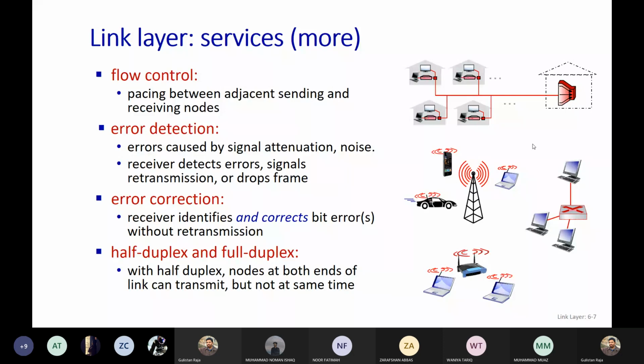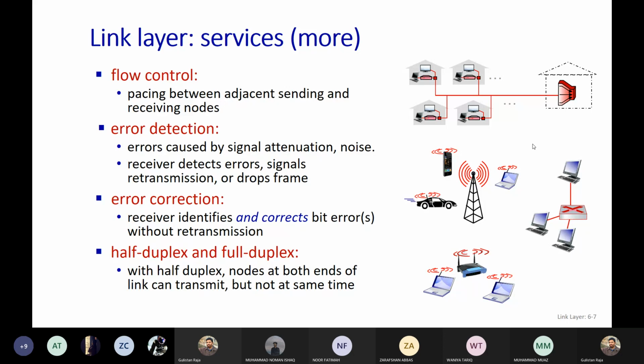So how to correct in this scenario? We do retransmissions or drop frames. If an error is detected, the frame is dropped and a request is sent for retransmission, and then the error is recovered by doing retransmission. So this is basically done in the error detection scenario: whenever an error is detected, that frame is dropped and a retransmission request is generated, and we recover from the error by doing retransmissions.